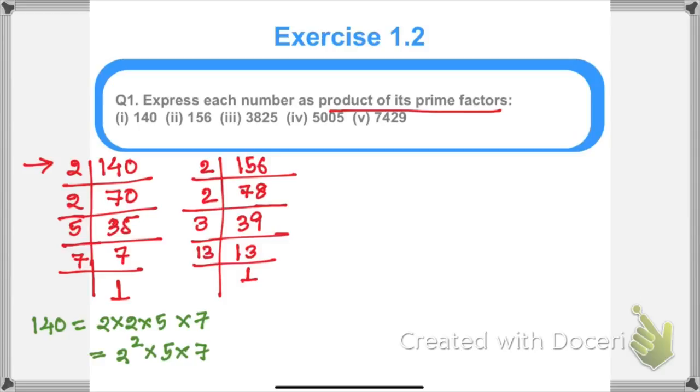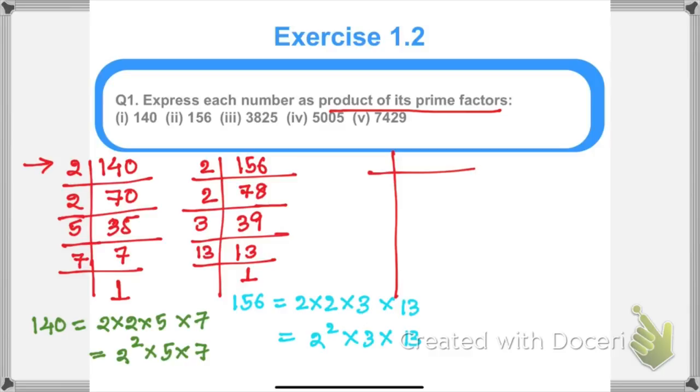So you can write it here as 156 is equal to 2 into 2 into 3 into 13. That will be equivalent to 2 square into 3 into 13. Now coming to the third one, 3825. Okay, factorizing it, 3825. Now since this is an odd number, this won't be divisible by 2.